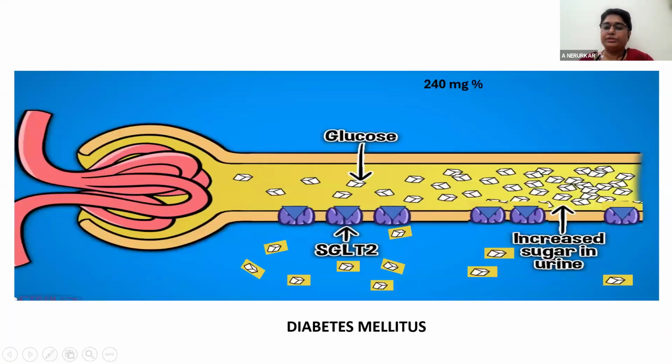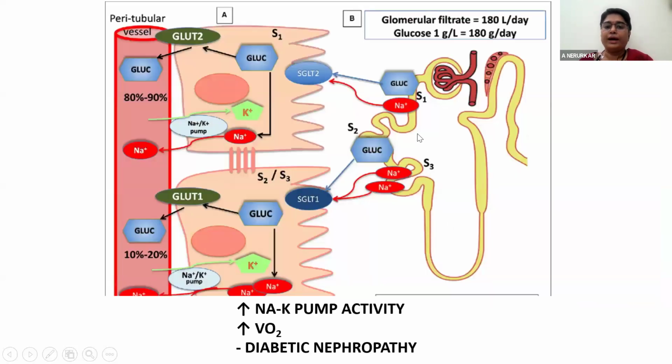But what happens in diabetes? The threshold goes up, but still a lot of glucose is being secreted into the proximal convoluted tubule. So now to take this glucose back, more and more SGLT2 transporter proteins have to be expressed on the proximal convoluted tubules. As a result, along with glucose, sodium also gets reabsorbed.